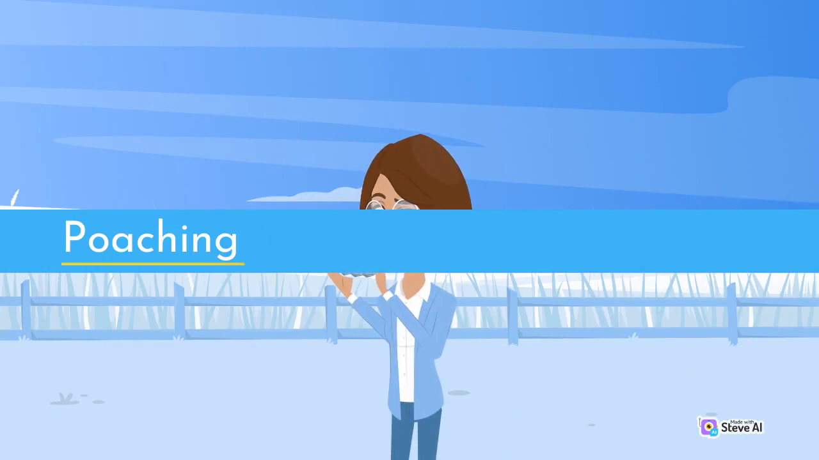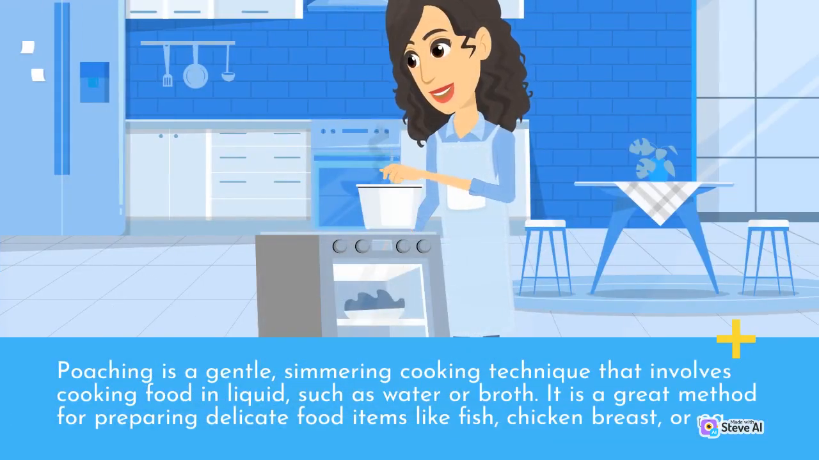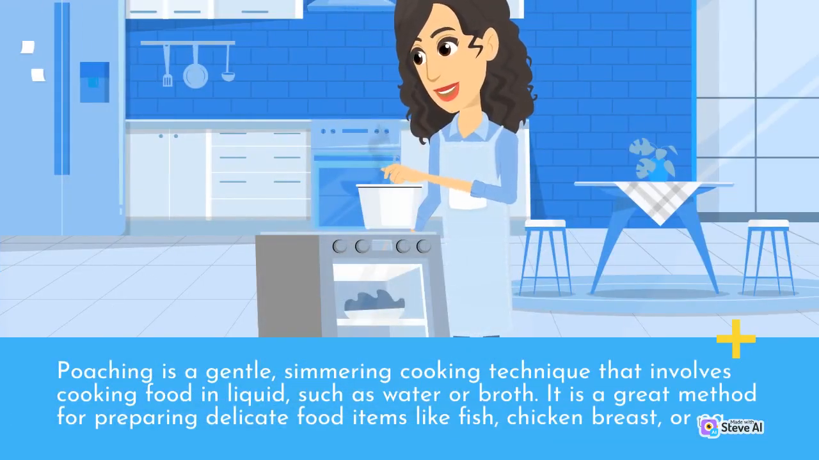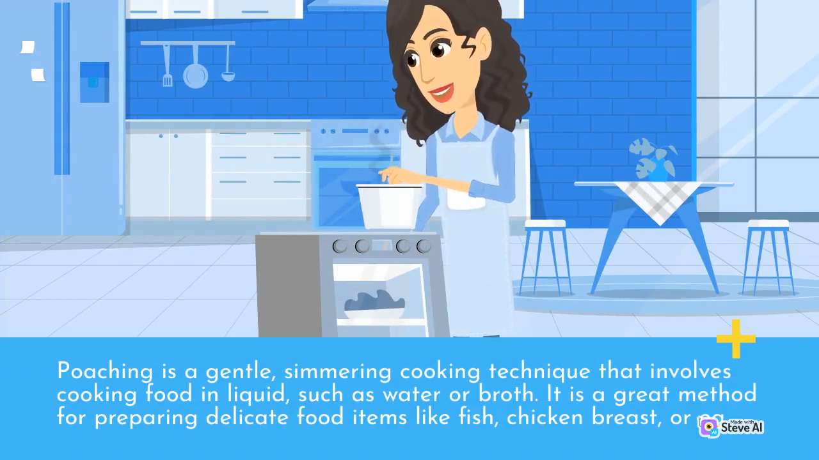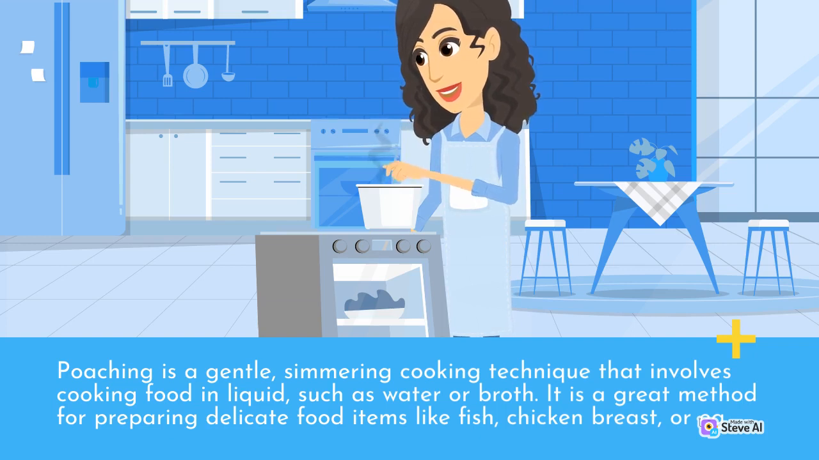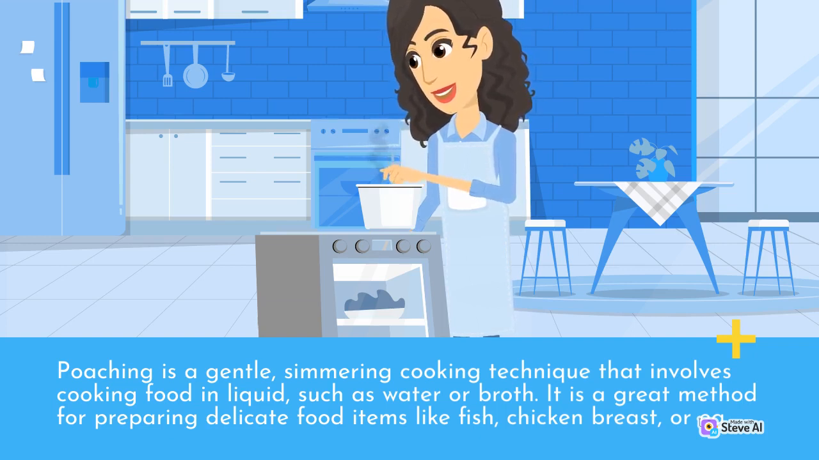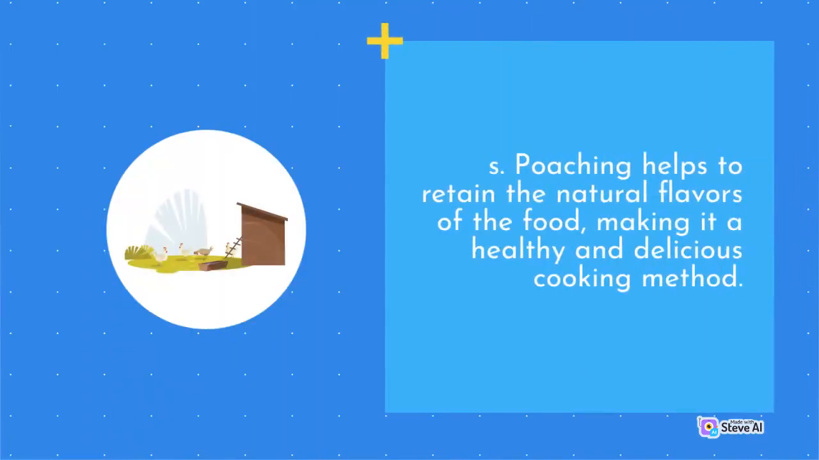Poaching. Poaching is a gentle, simmering cooking technique that involves cooking food in liquid, such as water or broth. It is a great method for preparing delicate food items like fish, chicken breast, or eggs. Poaching helps to retain the natural flavors of the food, making it a healthy and delicious cooking method.